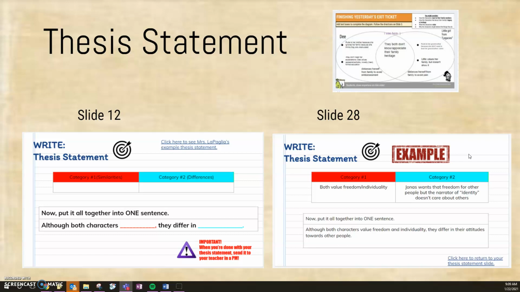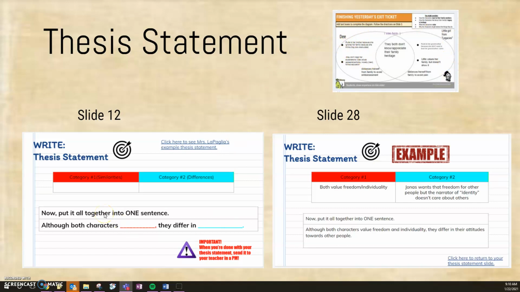Next, we need to write our thesis statement. We're going to take the information from that Venn diagram and put it into one sentence that is the main idea of our essay. In category 1, the red column, we need to jot down the similarities between the 2 characters. This will be the same as the center portion of our Venn diagram. Then, in category 2, we need to write down the differences between the 2 characters, which can be found on either side of the Venn diagram.